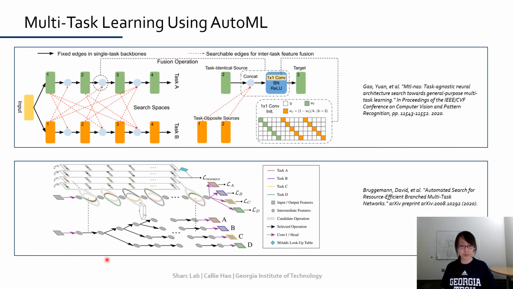And the second one is also multitask learning, for these 4 tasks, A, B, C, D, and they're trying to decide when to split the backbone for each individual task. So basically, the first one is trying to decide how to share, and the second one is trying to decide when to share.